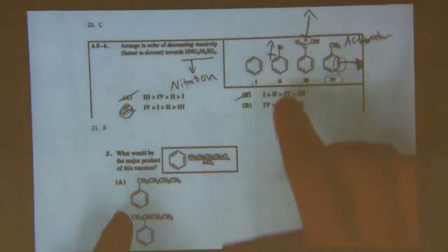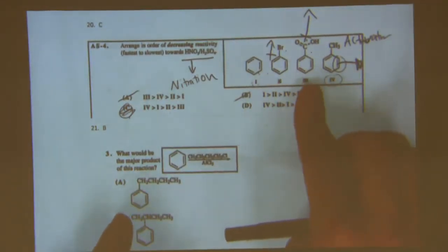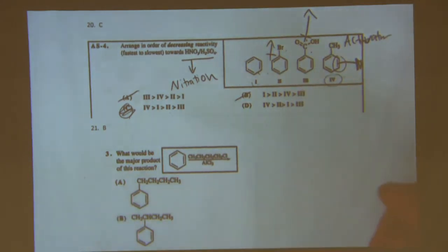But then between 2 and 3, which one would be slower? Slower is 3, right? Because 3 is the one that's being the most deactivated. So that one's going to go the slowest. And again, that's for electrophilic. In electrophilic reactions, your deactivators actually do deactivate the reaction. They make them go slower. It's the opposite for nucleophilic.